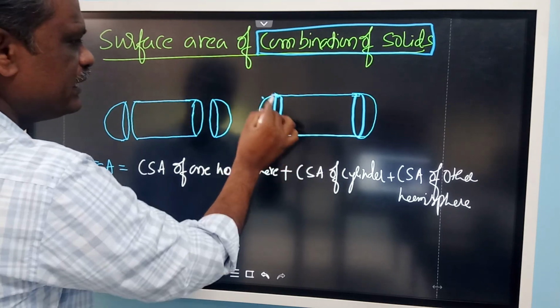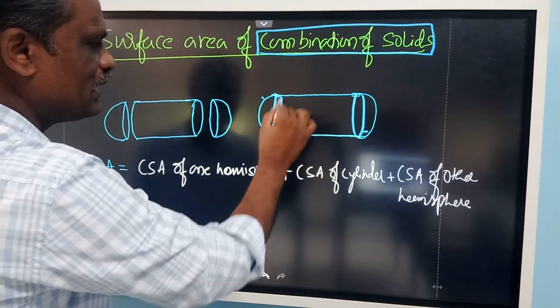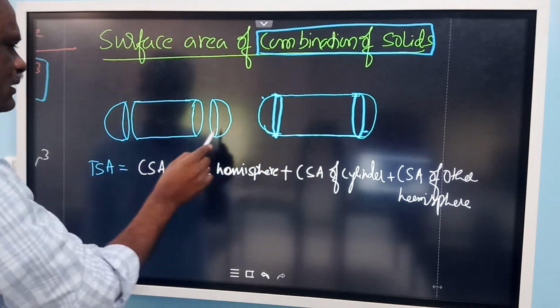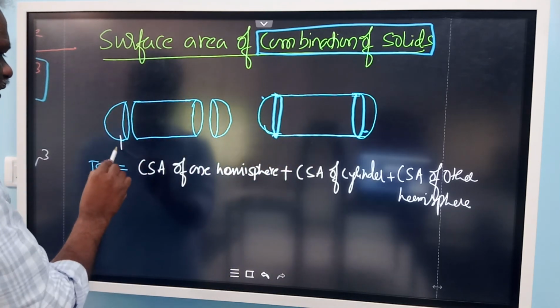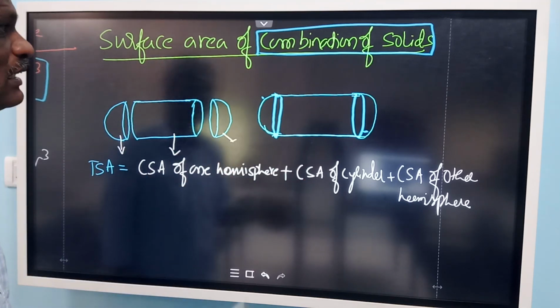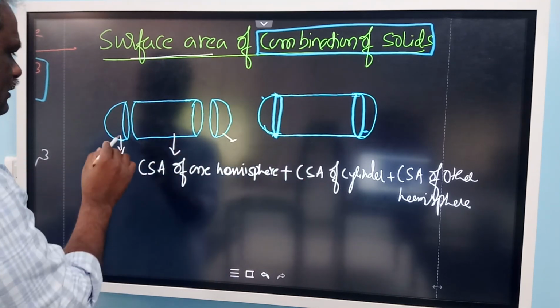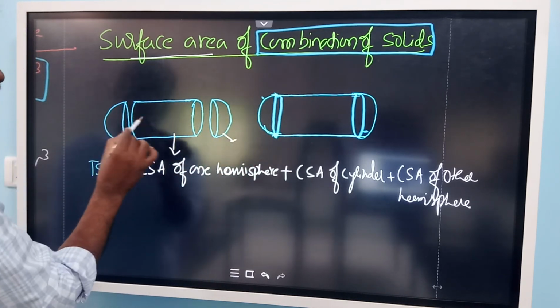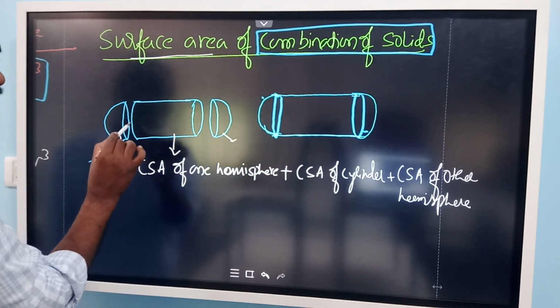Here is a hemisphere, here is another hemisphere, and in between we have a cylinder. Split this into 3 parts. Separately you can find the volume of each, then add them together. Suppose you want the surface area, you get only the curved surface. This portion will be attached with this, so the flat surface area will not be visible.